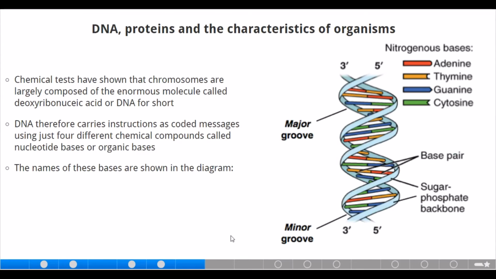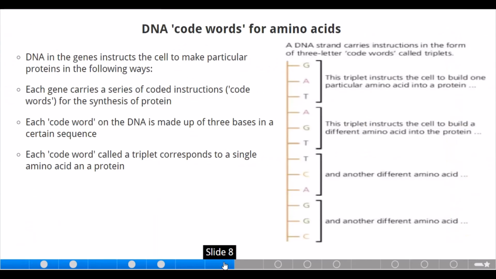Chemical tests have shown that chromosomes are largely composed of the enormous molecule called deoxyribonucleic acid, or DNA for short. DNA therefore carries instructions as coded messages using just four different chemical compounds called nucleotide bases, organic bases. The names of these bases are shown in the diagram. We have the nitrogenous bases, namely adenine, thymine, guanine, cytosine.